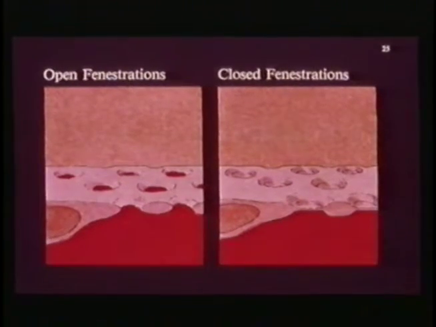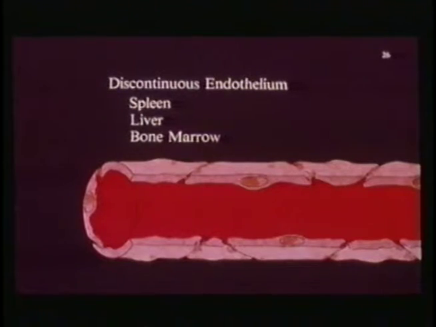These are called fenestrations. Some of the fenestrations are open and some are closed. The degree of fenestration is highly dependent upon the type of tissue. Fenestrated capillaries are found in the renal glomerulus and in the intestinal mucosa. 26. The third type, discontinuous endothelium, has wide spaces between adjacent endothelial cells. Discontinuous endothelium is found in the spleen, in the liver, and in bone marrow.